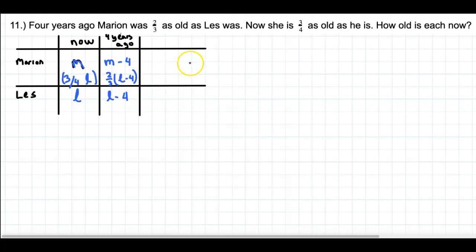So I can go ahead and set up some equations here, right? So I know that M is equal to 3/4 L. That's one equation, and I also know that M minus 4 is equal to 2/3 of L 4 years ago, right? Because that's his age 4 years ago, 2/3 of it. And when she was 4 years ago, she was M minus 4. Okay, so we've got two equations there.